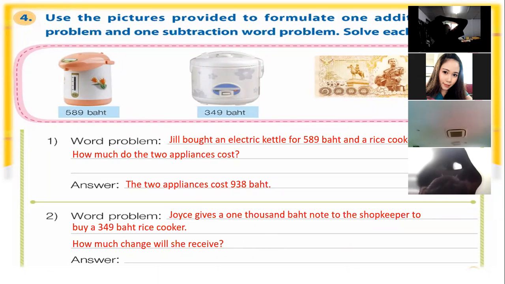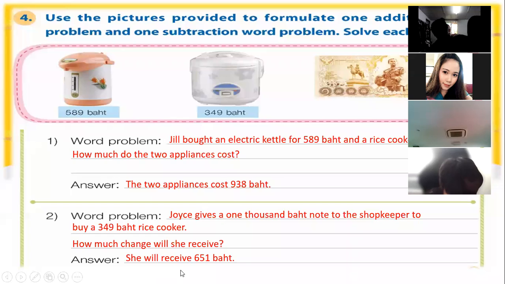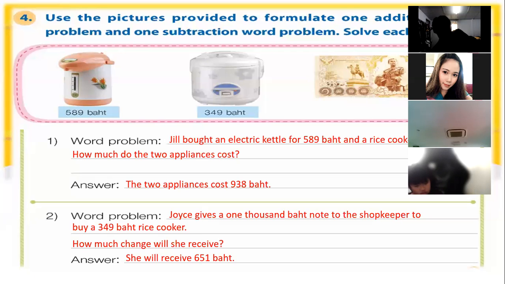651. Exactly. So the answer is she will receive 651 baht. So the question we make here is, how much change will she receive? The answer is she will receive 651 baht. Okay, students, do you understand that?